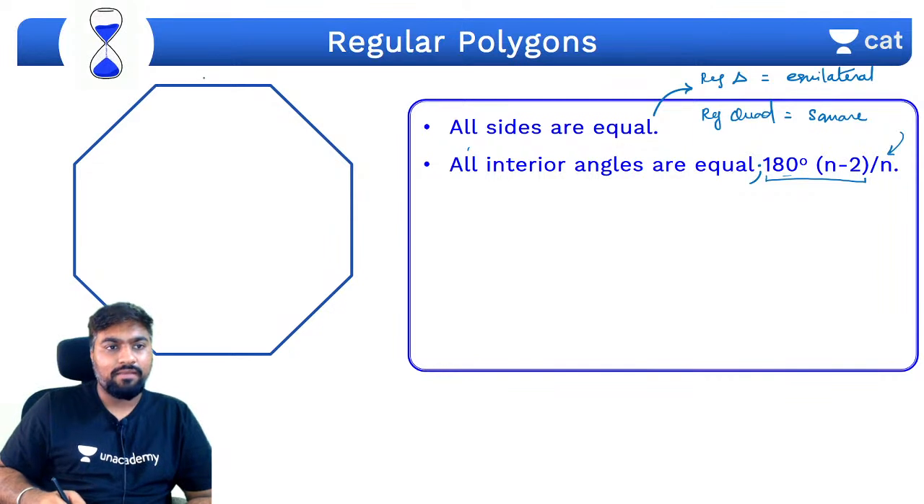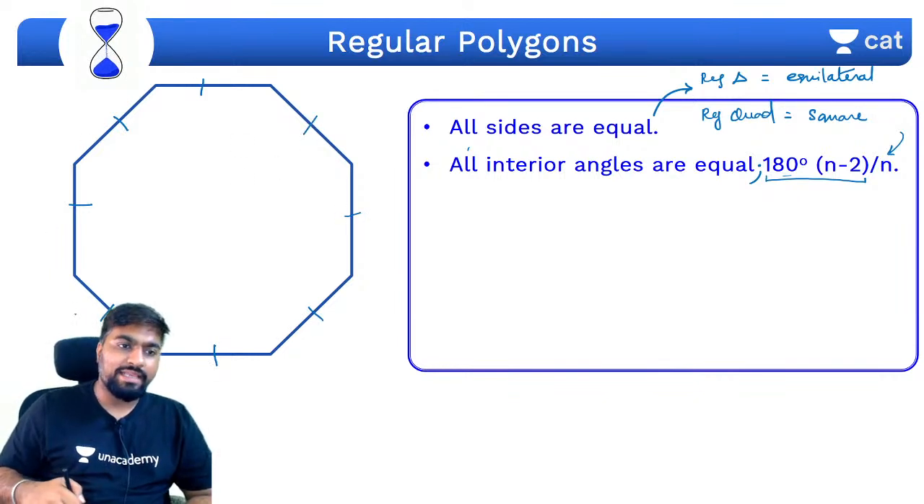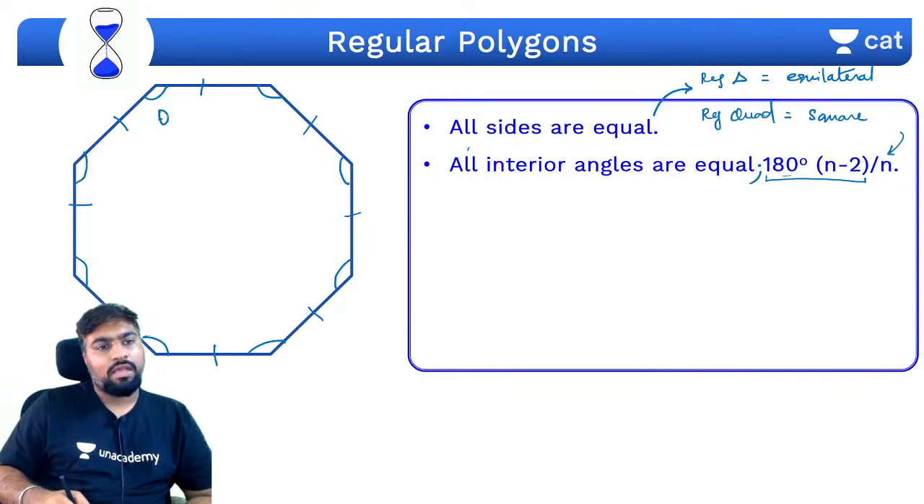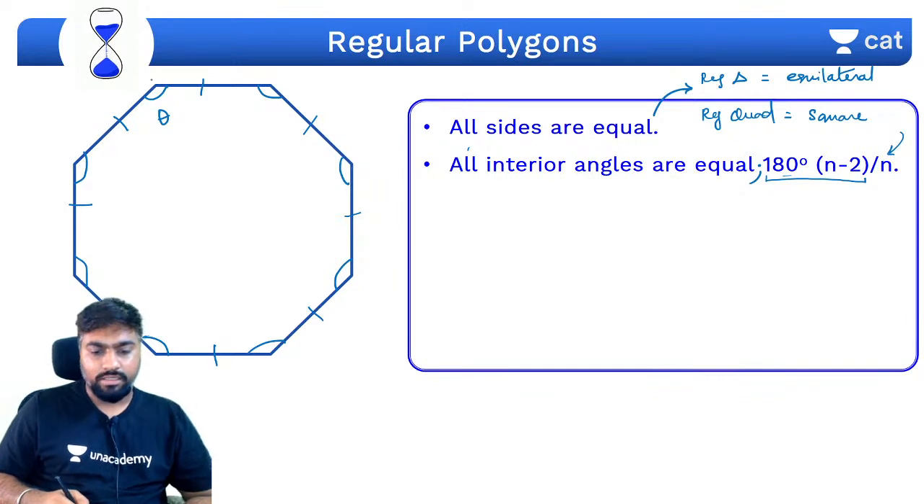So in this octagon, what happens? All 8 sides are equal. And not only are 8 sides equal, 8 angles will also be equal to each other. Yes, all the 8 angles will also be equal. So can you tell me what is the measure of one angle in a regular octagon?